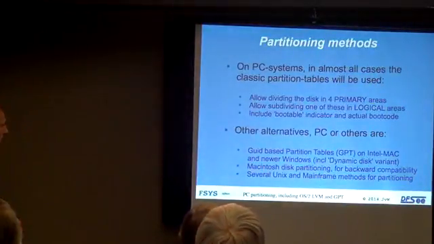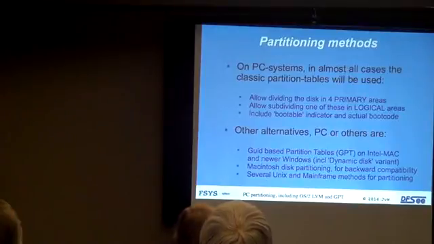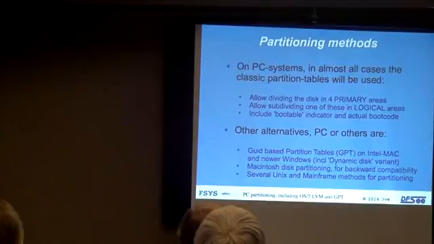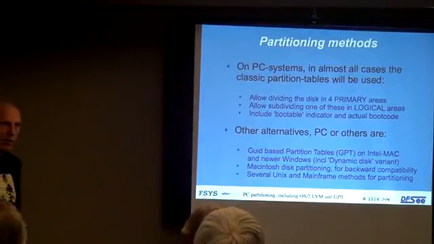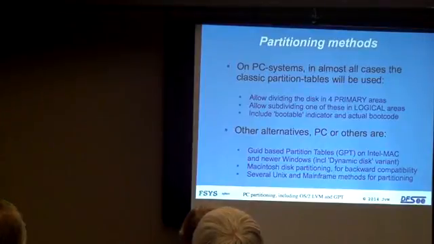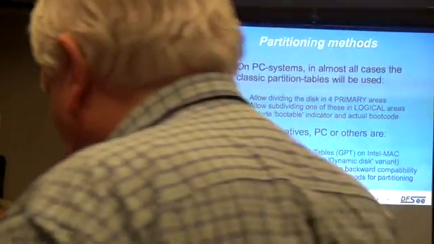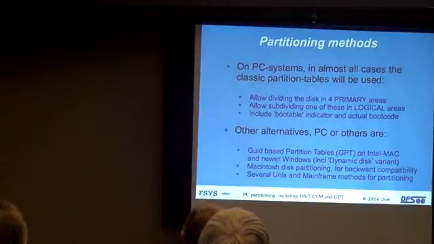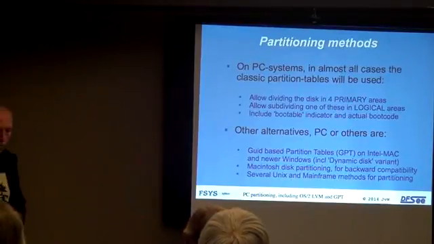Okay, then partitioning. On most PC systems, there will be MBR partitioning. Classic partition tables, which divide the disk up into a maximum of 4 areas called the primary partitions, and one of those you can divide up further into logical partitions. In that one extended container, as it's called, you can have a chain of logical partitions, where each partition is its own little partition table.